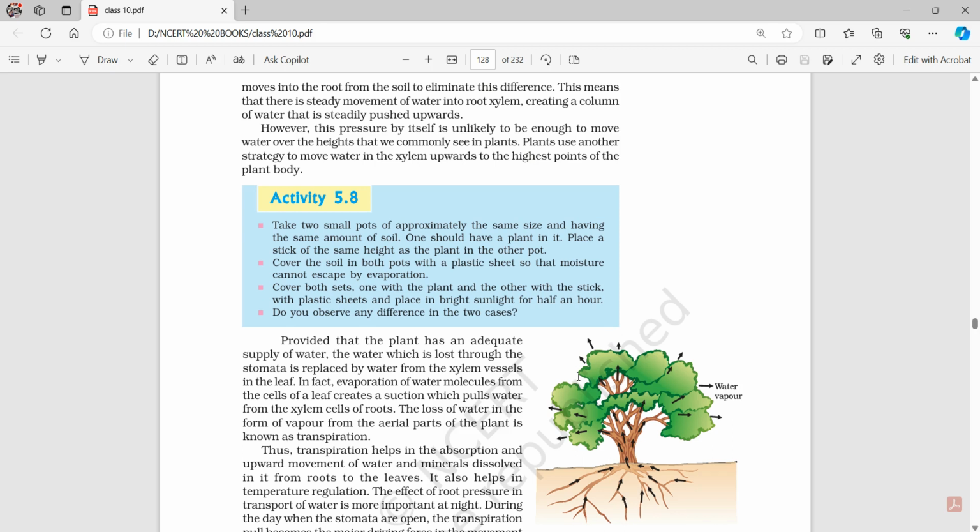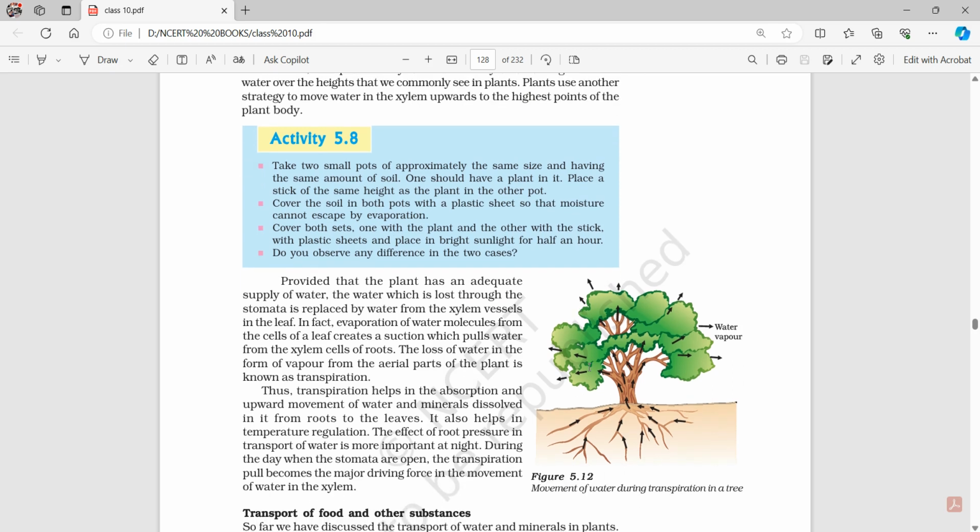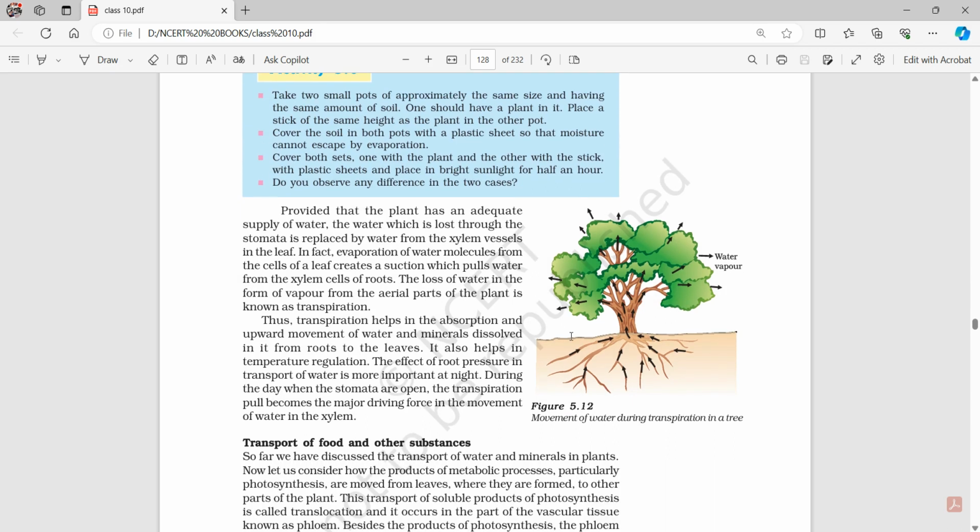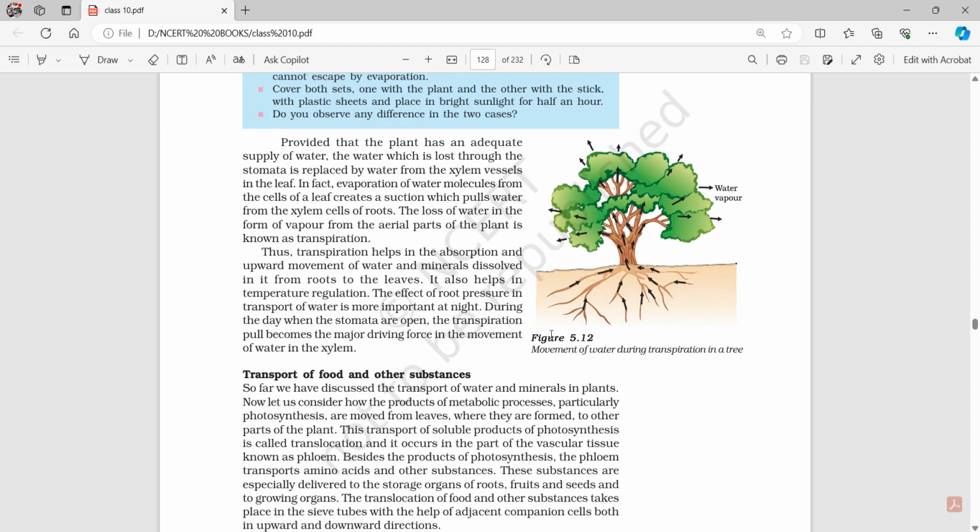The loss of water in the form of vapor from the aerial parts of the plant is known as transpiration. Thus, transpiration helps in the absorption and upward movement of water and minerals dissolved in it from roots to the leaves. It also helps in temperature regulation. The effect of root pressure in transport of water is more important at night. During the day, when the stomata are open, the transpiration pull becomes the major driving force in the movement of the water in the xylem.